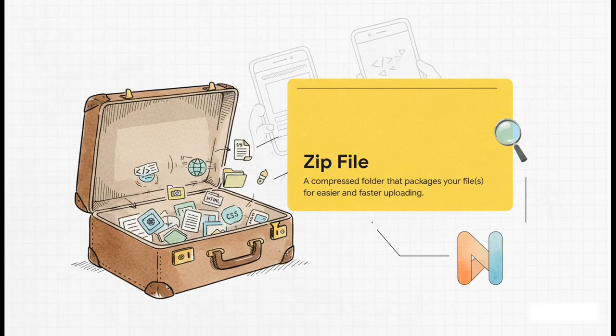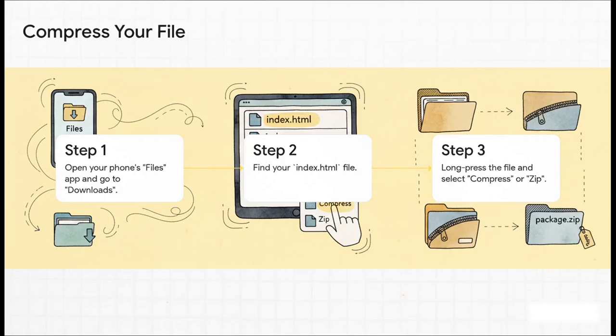The service we're about to use, Netlify, is designed to work perfectly with these zip files, and it makes the whole upload process incredibly smooth. Let's go ahead and make that zip file. Just head over to your phone's Files app and navigate to your Downloads folder. Find that index.html file we just made. Now, just press and hold on the file until a little menu pops up, and then tap Compress or Zip. And poof, a new zipped folder appears. That's our package, all ready to go.